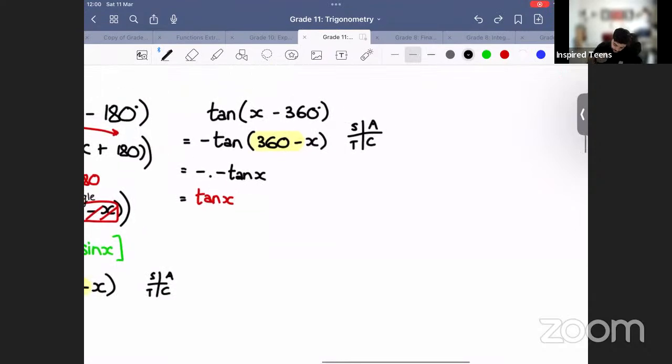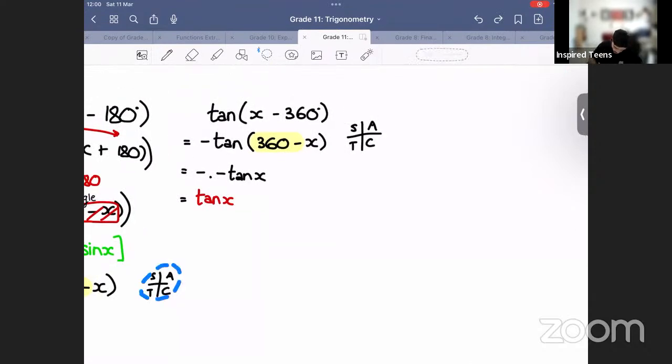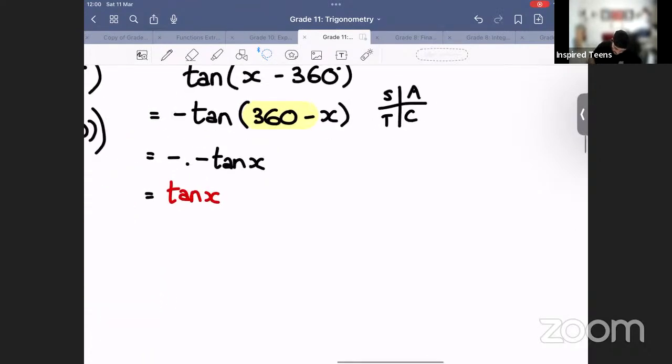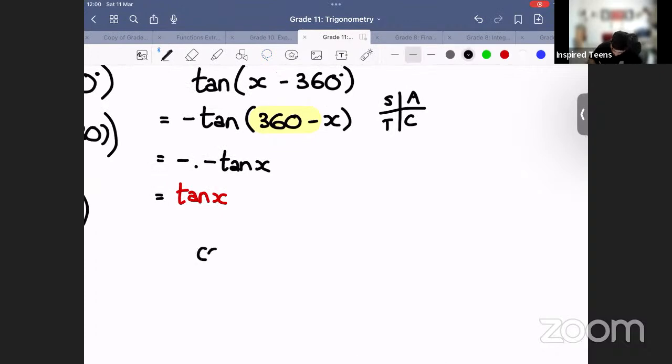Now, before we move on, let's do one cos example, because remember, cos swallows that negative. So how do we deal with that? So here we said cos. Let's make it annoying. Let's say cos of negative x minus 270 degrees.